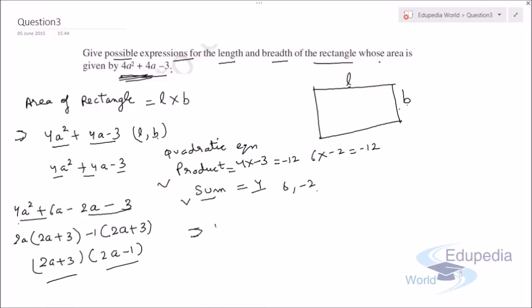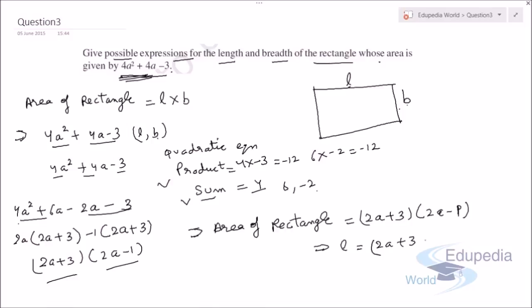So this implies the area of the rectangle is 2a plus 3 into 2a minus 1. Now this implies length can be either 2a plus 3 or 2a minus 1, and breadth can be either 2a plus 3 or 2a minus 1. So these are the possible expressions of length and breadth.